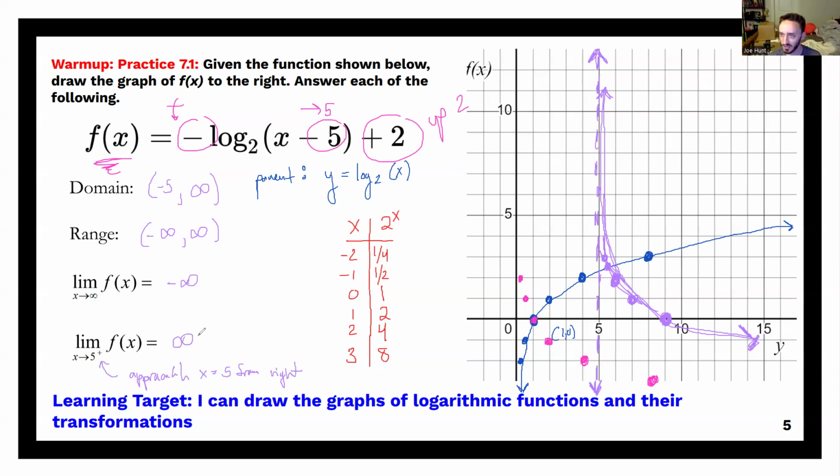So a little extra analysis there on top of transformations. We talked about the logarithm being the inverse of the exponential.